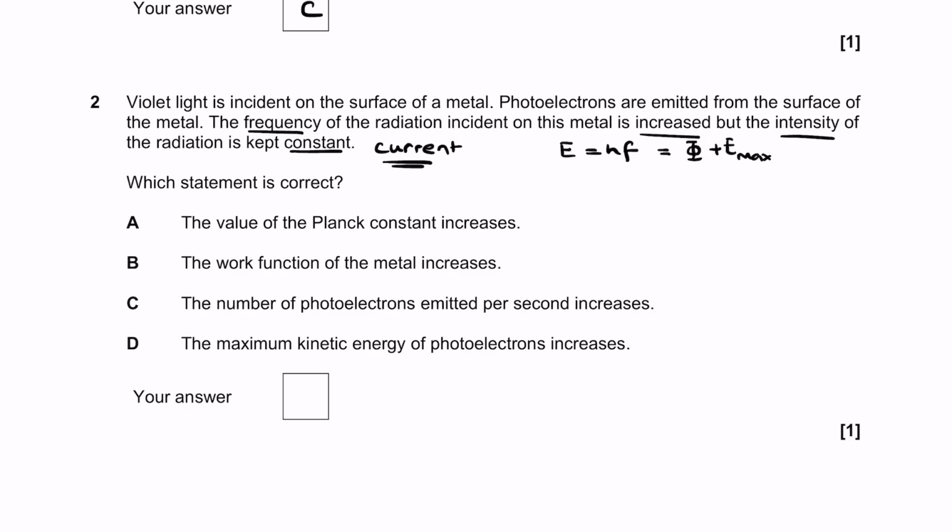The value of the Planck constant increases. That's not the answer. The work function of the metal increases. No, the work function of the metal depends on the metal itself. The number of photoelectrons emitted per second increases. Nope, that's because the current and the number of photoelectrons emitted per second is the same. If the intensity is the same, then this is not going to change either. But the maximum kinetic energy of the photoelectrons increases. Yes, it would. So D is the answer.